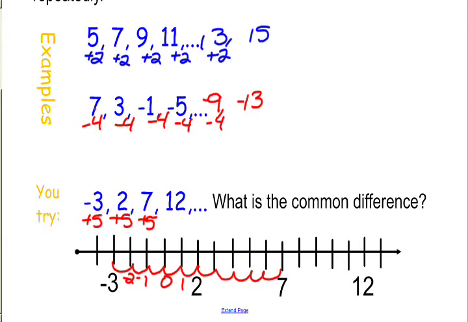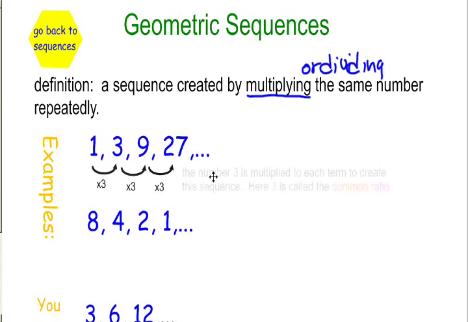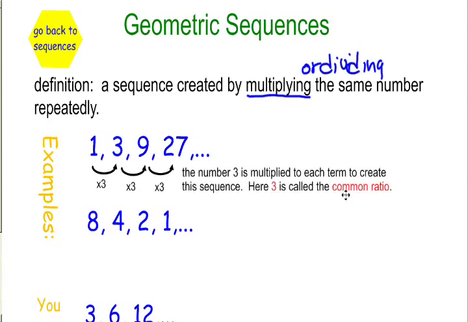Let's look at a geometric sequence. A geometric sequence, you can see it, and it's maybe a really good idea to underline it in your notes. Multiplying or dividing the same number repeatedly. We go from 1 up to 3, 3 up to 9. We are multiplying by 3 each time. The number 3 is multiplied to each term to create this sequence.